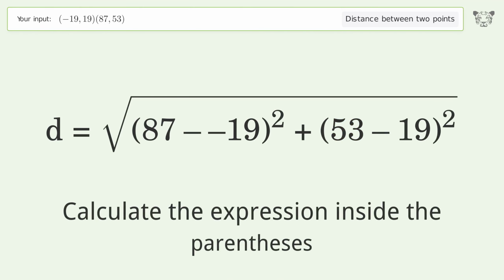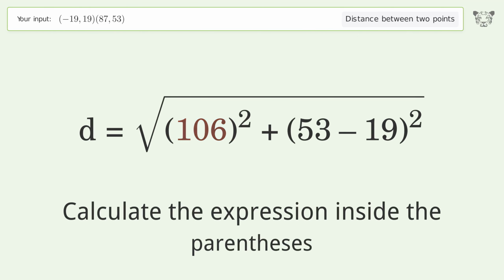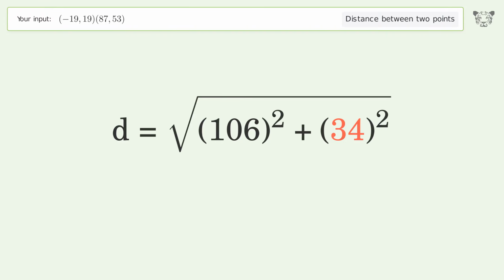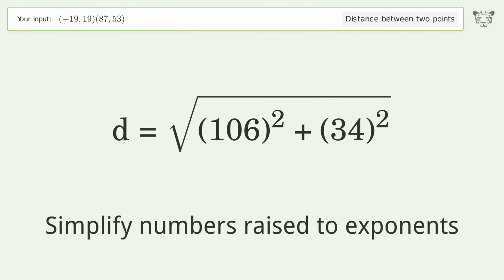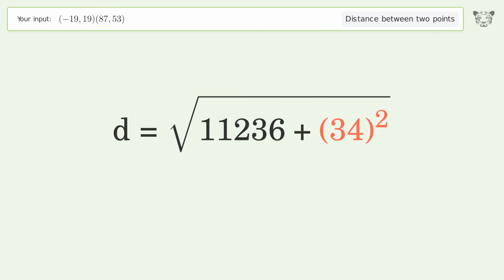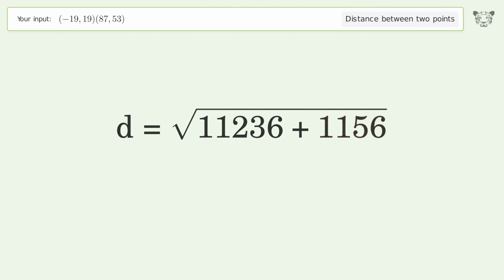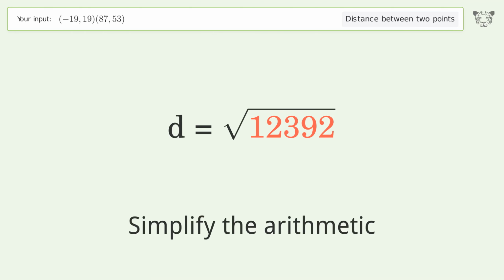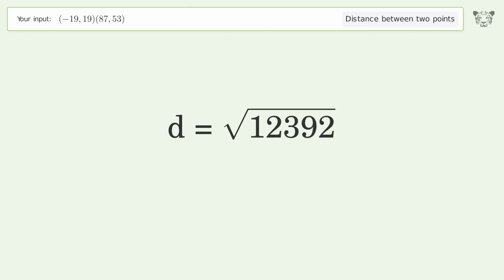Calculate the expression inside the parentheses. Simplify numbers raised to exponents. Simplify the arithmetic. And so the distance between the 2 points is the square root of 12,392 or 111.319.